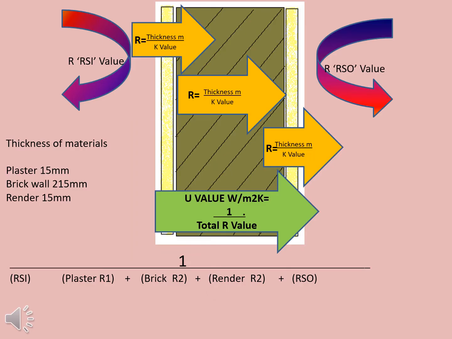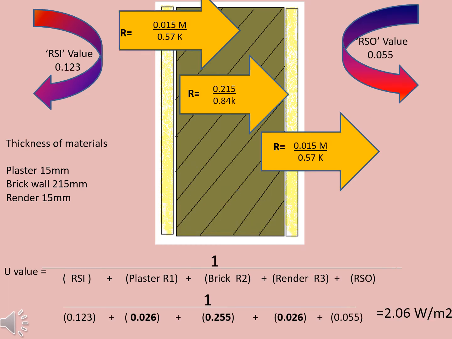Therefore the total R value calculation is as indicated on the page with additional R values for the RSI and RSO. You will see that the U value has changed from 3.25 watts per meter squared to 2.06 watts per meter squared. This is why it is important to always allow for the RSI and RSO in the calculation, as it has a big difference to the value of the U value. As it is complicated to work out the U values using this formula method, there is a much simpler way to present the information and work out the calculations. This is using a table format.